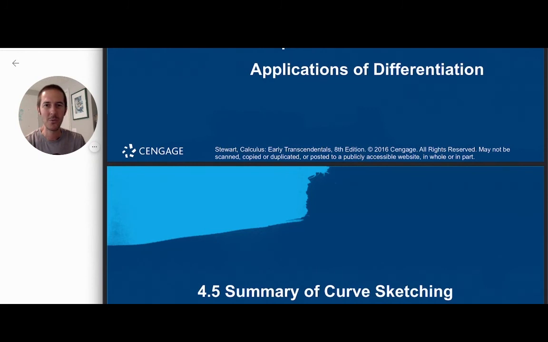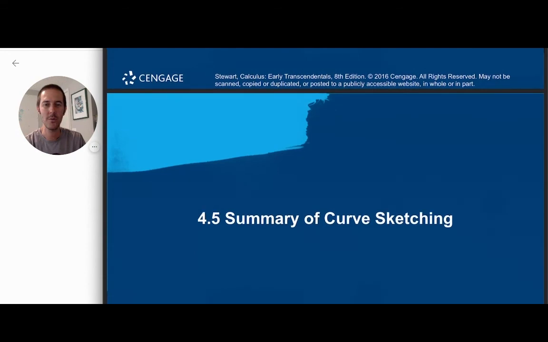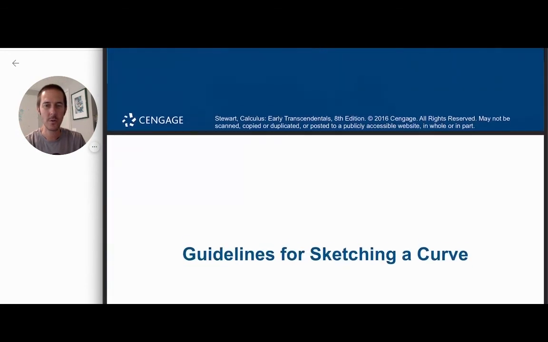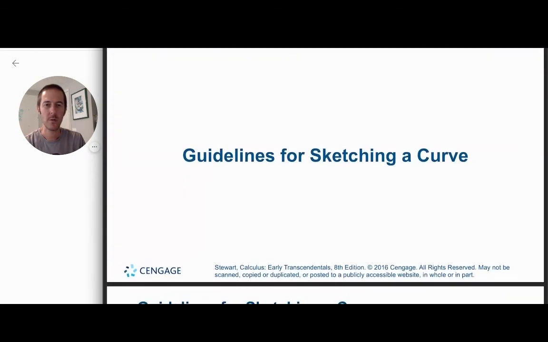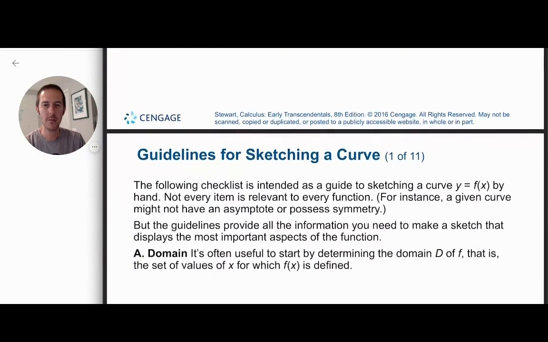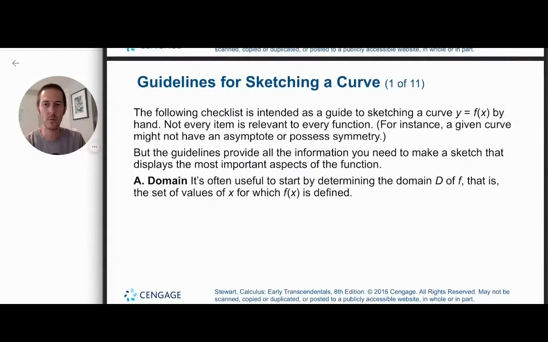Alright, welcome to Chapter 4, Section 5, Summary of Curve Sketching. We're going to do a quick review of a lot of skills and tools that we already know and are aware of. So this will be a quick refresher, and then we're going to bring those tools and skills to bear on some equations in order to generate some graphs or some curves.